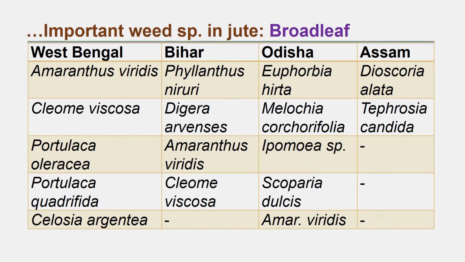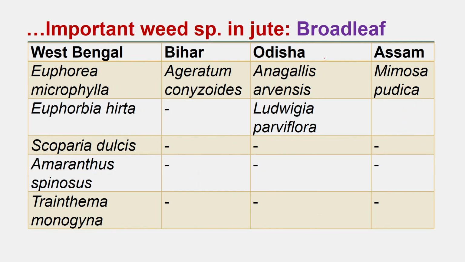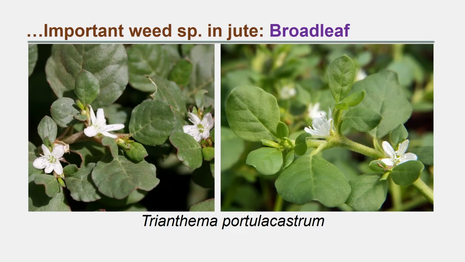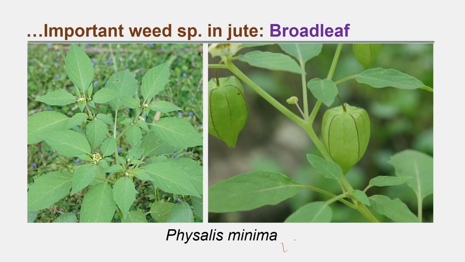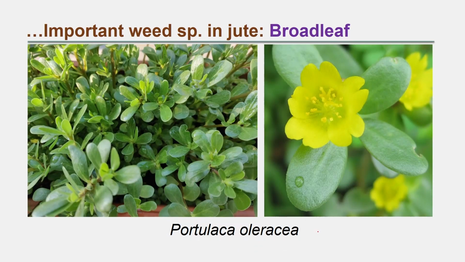You can check these weeds like your Anagallis arvensis, Ludwigia parviflora, Mimosa pudica. Variety of weeds, broadleaf and narrowleaf weeds are found in this crop. So you can see this is Trianthema portulacastrum. This is your Physalis minima. This is Portulaca oleracea, dicot weed.